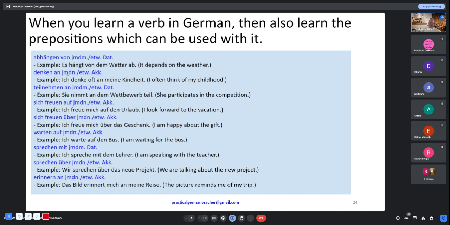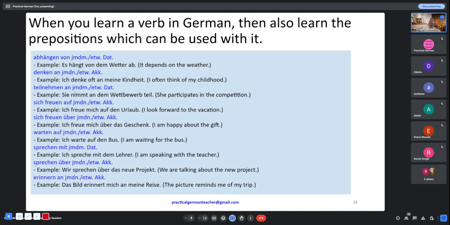Denken an jemanden. An means accusative. So after an, it will be accusative. So ich denke, I think. Ich denke oft an meine Kindheit. I think often of my childhood. An meine Kindheit. Kindheit, anything ending with heit, is most of the times feminine. So accusative.